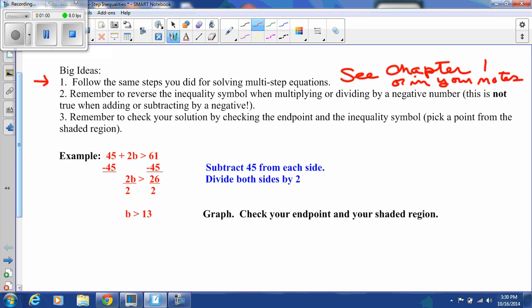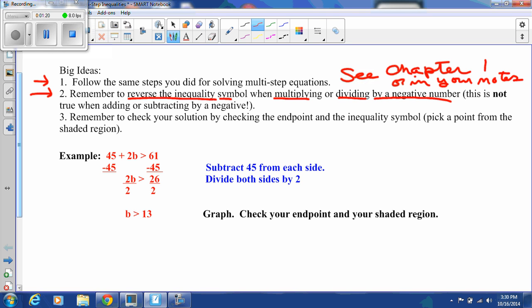You need to know these steps. You will be using them. Secondly, you need to remember to reverse the inequality sign when you multiply or divide by a negative number. This is not true when adding or subtracting by a negative, only when multiplying or dividing by a negative number. So you reverse the inequality symbol.